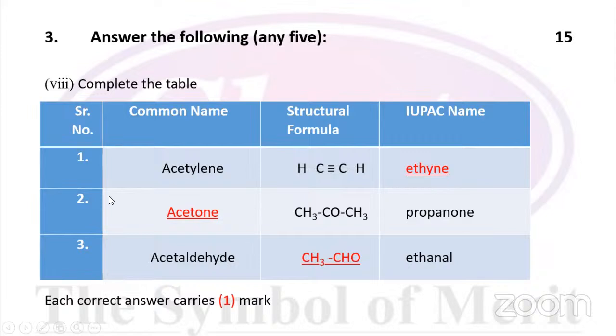Okay, so in this way you can identify the IUPAC name as ethyne. Now in the second row, they have given you the structural formula of propanone, and the common name for propanone is acetone. Okay, that is the common name. And in the third row, they have given you acetaldehyde. In acetaldehyde, there are two carbons, but they are connected with the functional group of aldehyde, and that is why the IUPAC name will become ethanal. Okay, that is the IUPAC name for acetaldehyde.